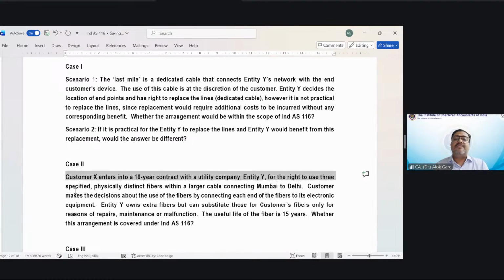Customer X enters into a 10-year contract with a utility company.